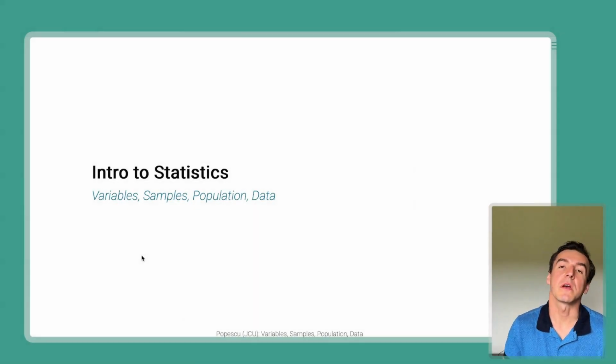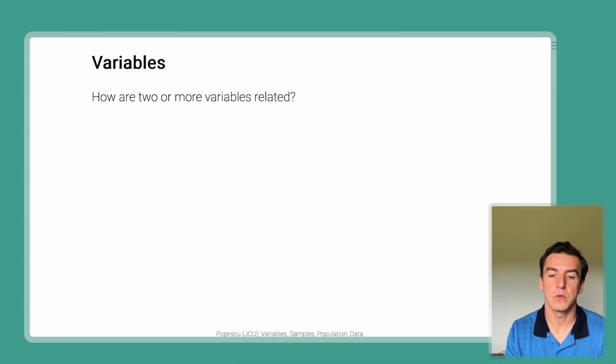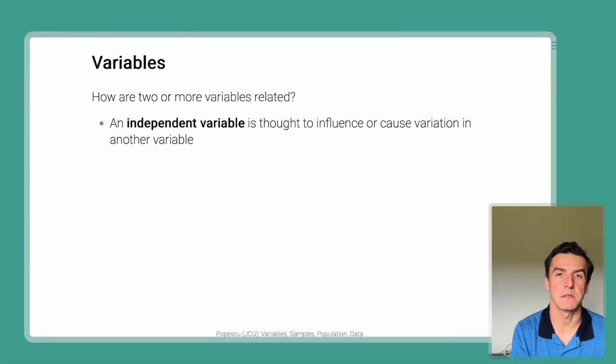Okay, so today we're covering some very basic statistical concepts like variables, samples, population, but also hypotheses. So, first of all, let us cover variables. So, how are two or more variables related? First, we have to make the distinction between an independent variable and a dependent variable.